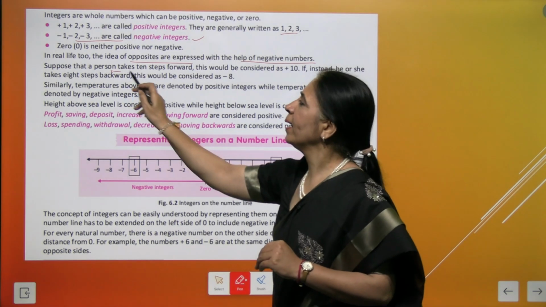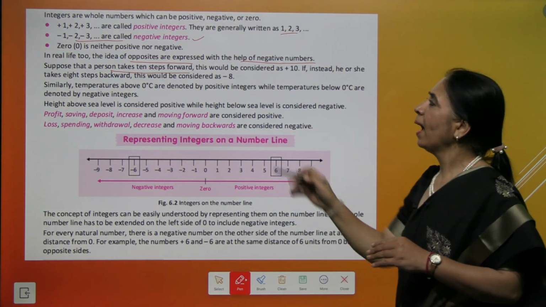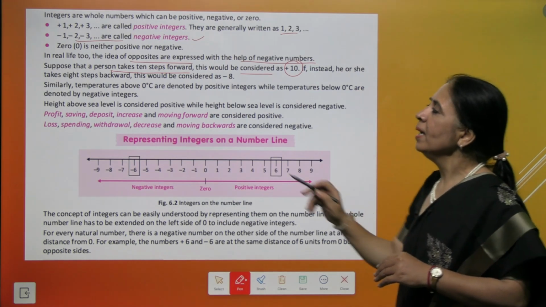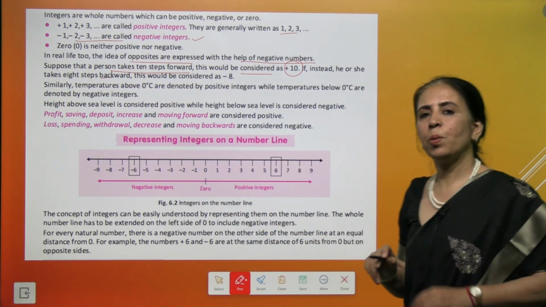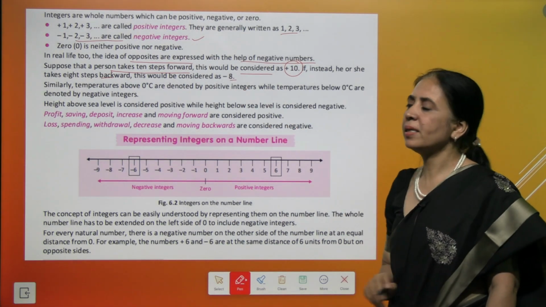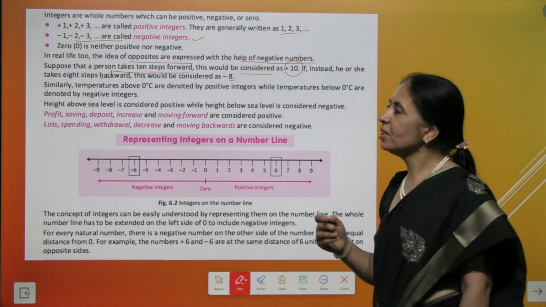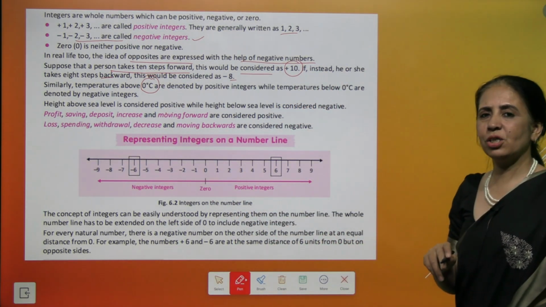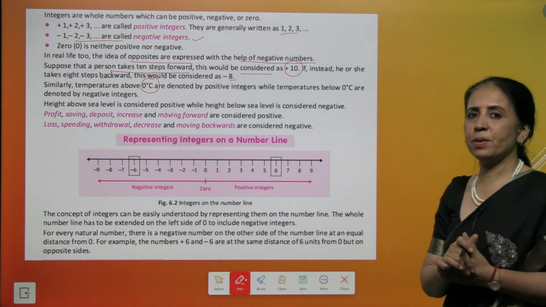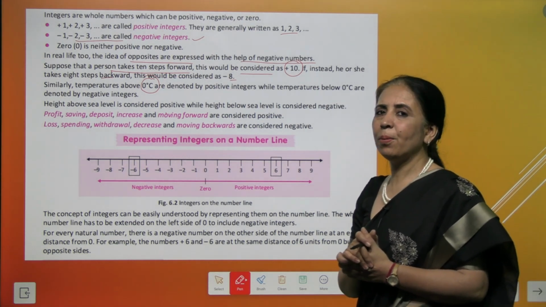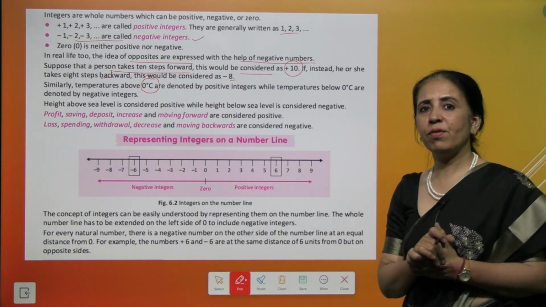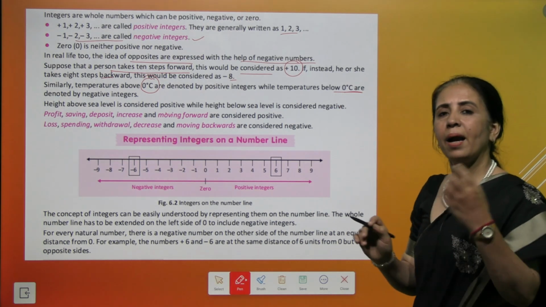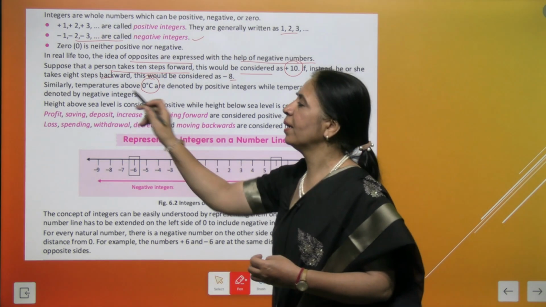Suppose you are taking 10 steps forward and this would be considered as +10. And instead you are taking 8 steps backward, so it will be considered as -8. Similarly, when you talk about temperature, temperature above 0 degree is considered as a positive temperature. And जहाँ पर आप हिल स्टेशंस पे जाते हैं और बहुत सर्दी होती है, आप बोलते हैं ओ टेम्परेचर इज -5 डिग्री, तो वहाँ पर आपका टेम्परेचर below 0 degree होता है and it is expressed in the negative integers.